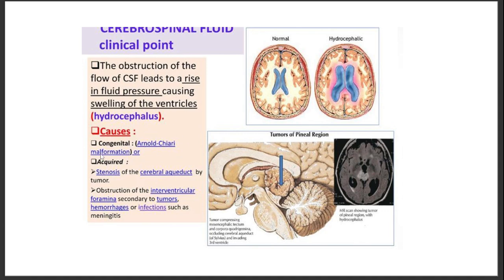You have congenital problems like the Arnold-Chiari malformation, and then you have acquired causes like stenosis of the cerebral aqueduct by a tumor, or obstruction of the interventricular foramen secondary to tumors, hemorrhage, or infections such as meningitis. For example, here you can see a tumor there. We'll discuss the Arnold-Chiari malformation in neuroscience.